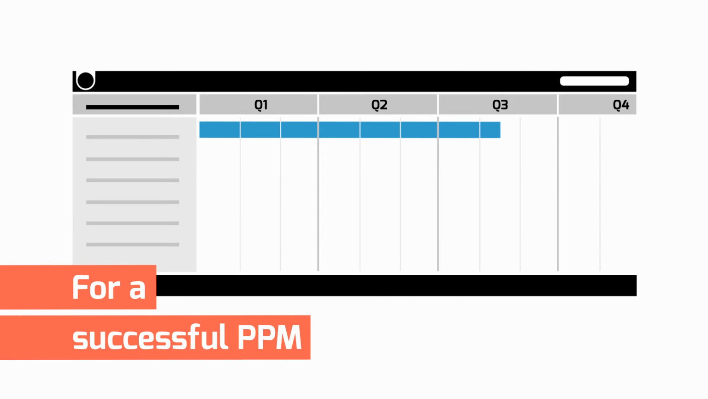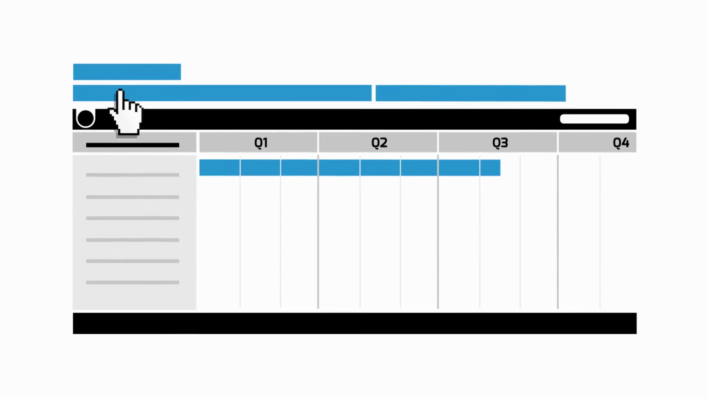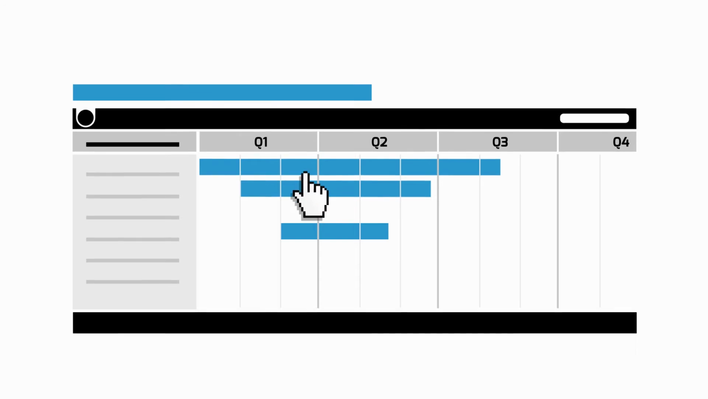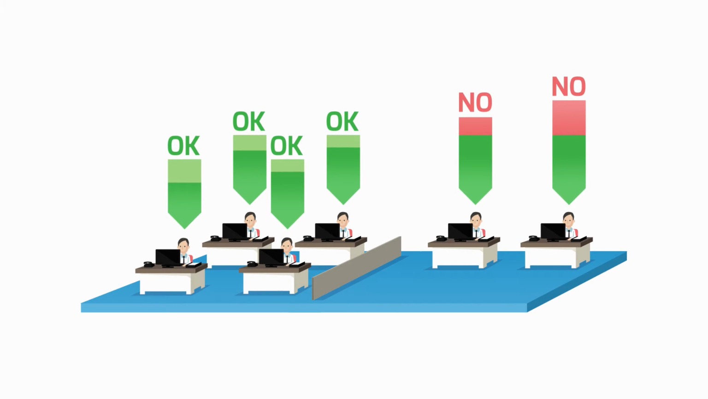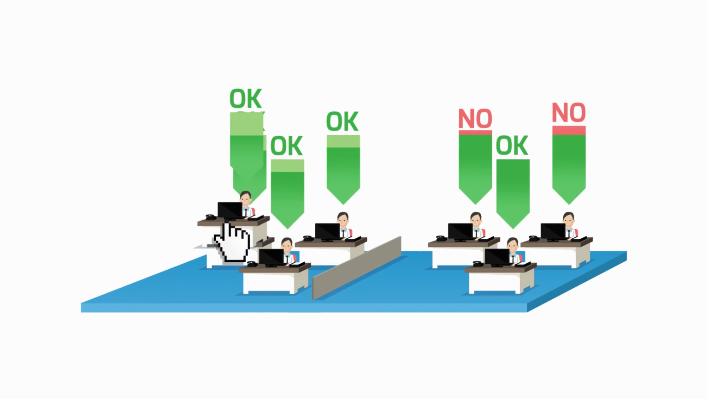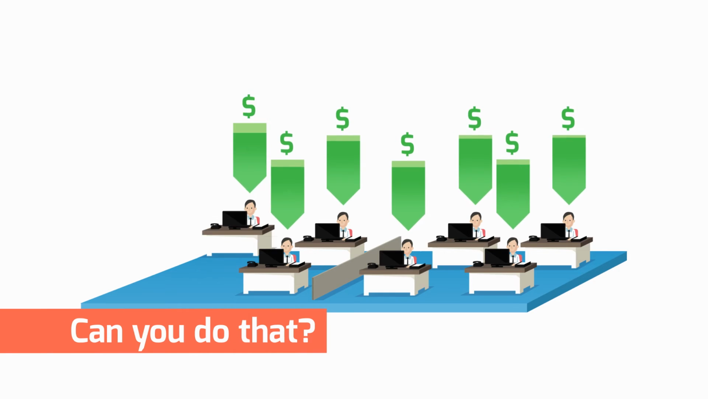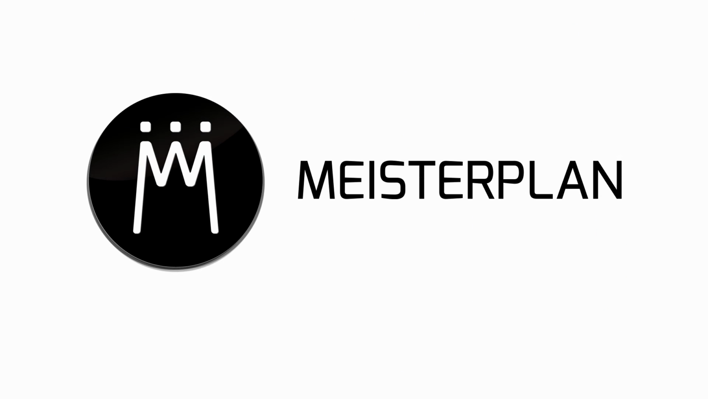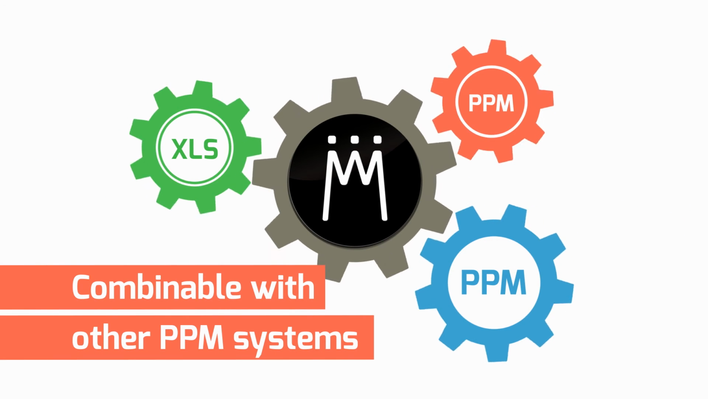To be a successful project portfolio manager, you should always be in a position to know which projects are best for your strategy. When is the best time to start new projects? Where are the biggest staffing overloads and where is there extra capacity? Is everyone working on the right projects? And is there enough budget available? Can you do that? No? Then use Meisterplan. Meisterplan can also be combined with existing PPM systems, including Excel.